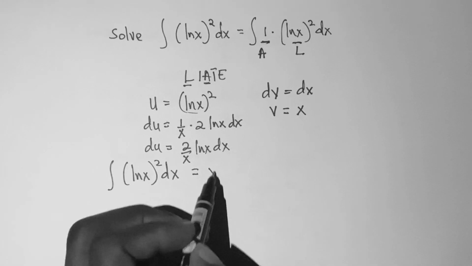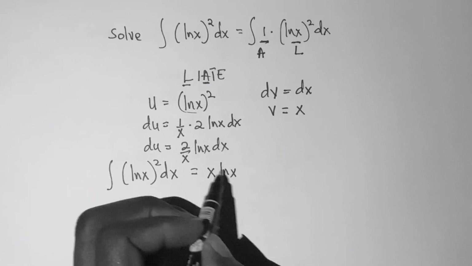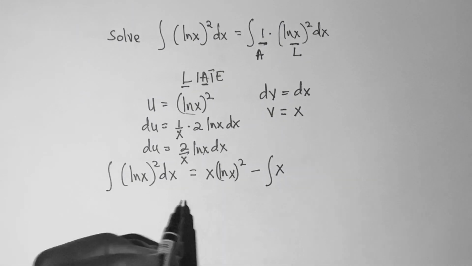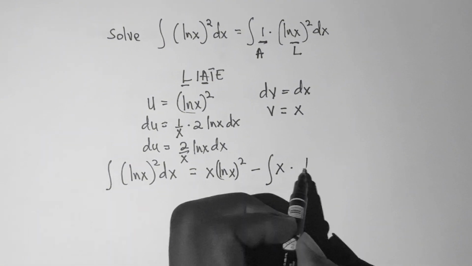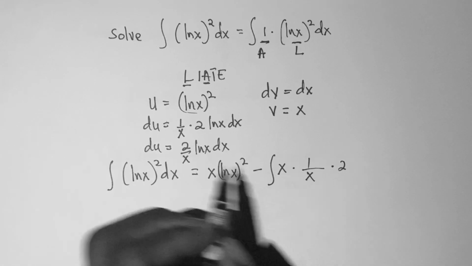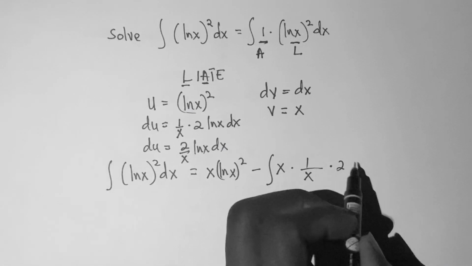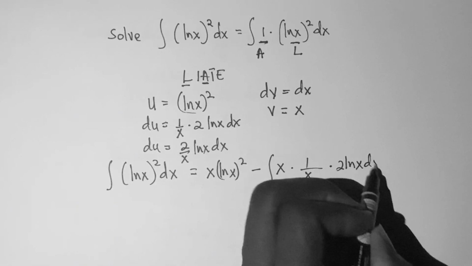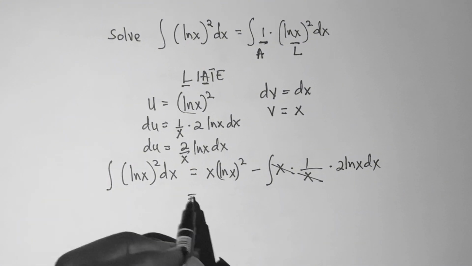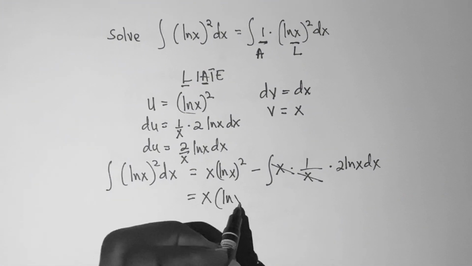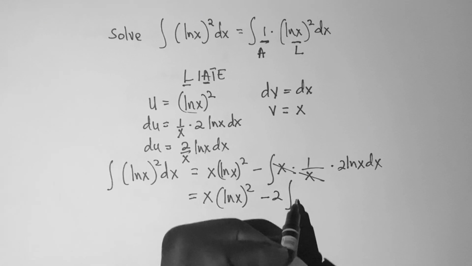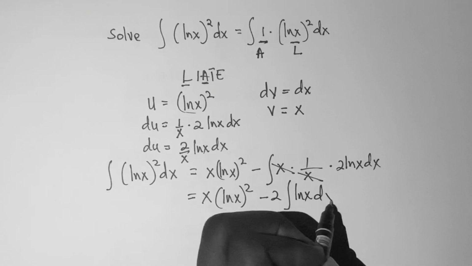So v is x, and u is (natural log of x)², then minus the integral of v, which is x, then du, which is times 1 over x, then times 2 natural log of x dx. So this 1 over x and x will cancel out. So this is equal to x(natural log of x)², then minus, pulling out the constant, which is 2, the integral of natural log of x dx.